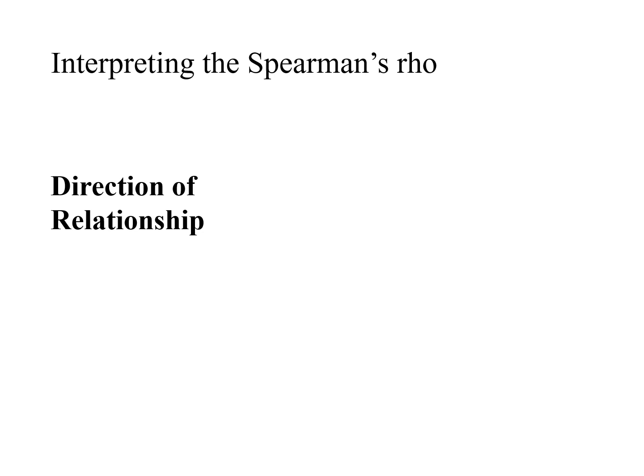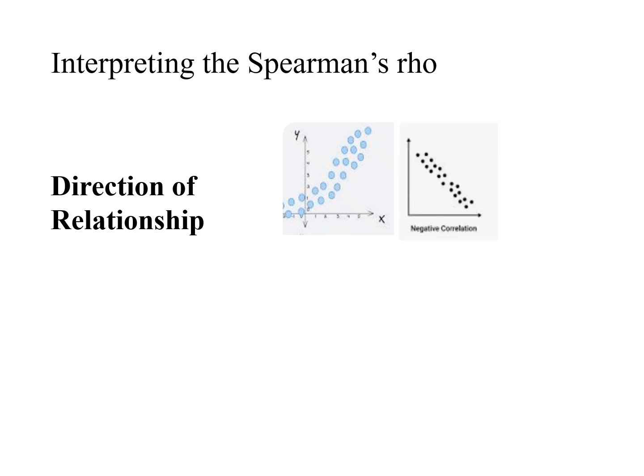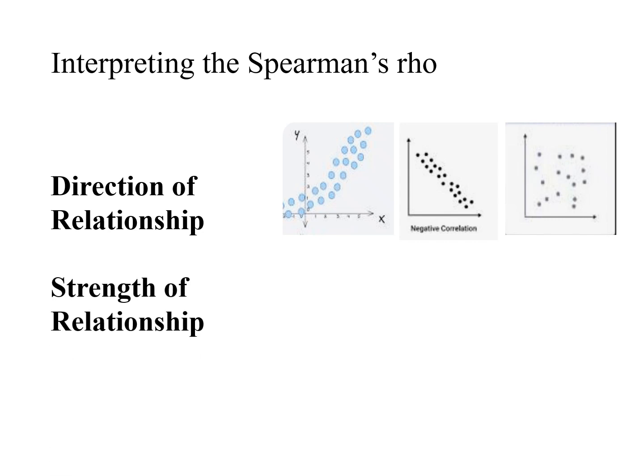First, let's consider the direction of relationship. The direction of relationship could either be a positive monotonic relationship, a negative monotonic relationship, or zero relationship. Positive monotonic relationship is the movement of variables in the same direction. A negative monotonic relationship is moving in opposite directions, while zero relationship means no meaningful connection between the variables.